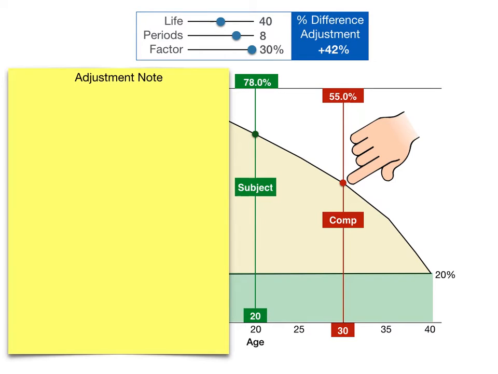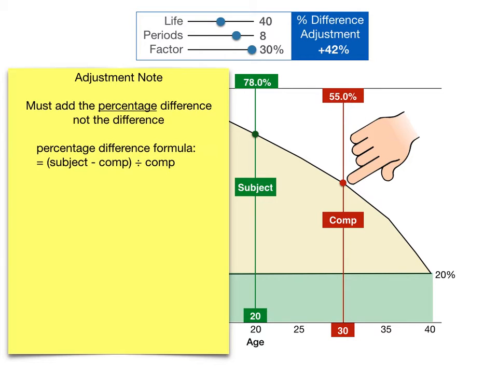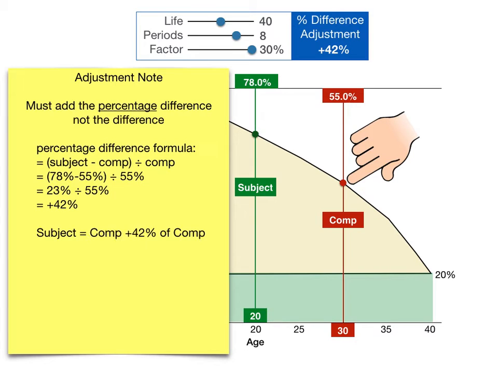Remember, how we do that is we are looking for the percentage difference adjustment, and we have to add the percentage difference to the comp, not just the difference. The percentage difference formula is the subject minus the comp divided by the comp. So in this case, 78% minus 55% divided by 55% gives us 23% divided by 55%, or plus 42%. So the subject's value is equal to the comp plus 42% of the comp, which gives us a subject indication.